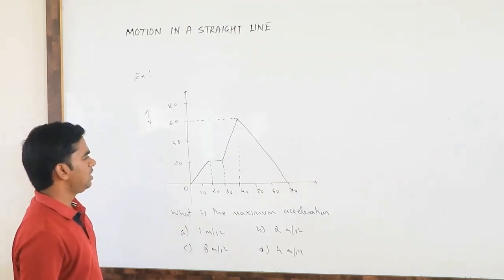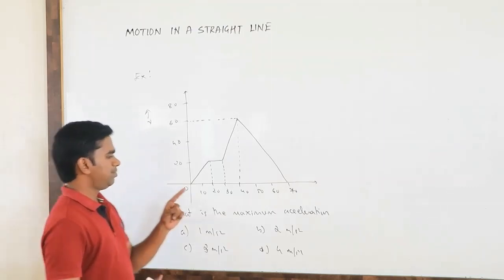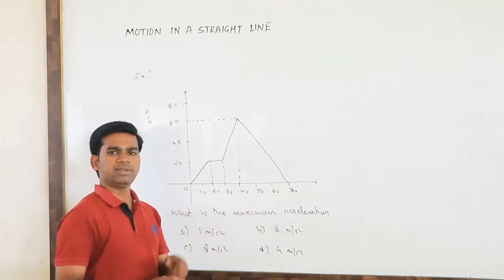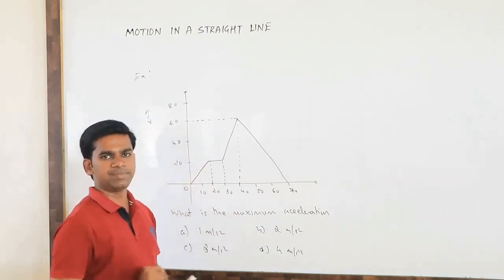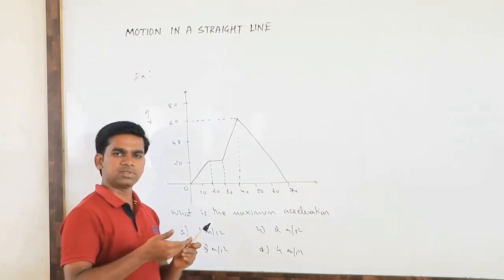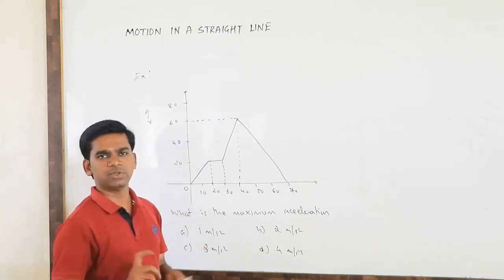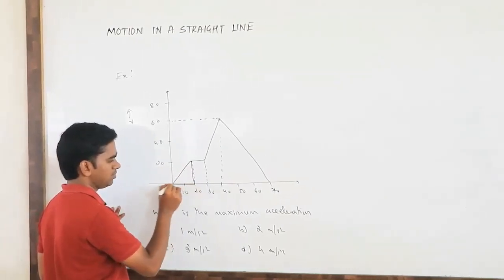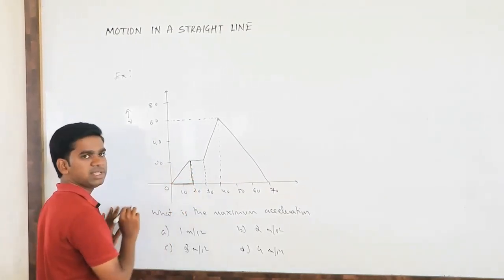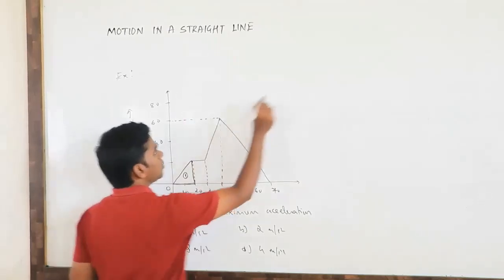Okay. So here maximum acceleration. For that we have to find accelerations in different curves. Okay. Where your slope is maximum, their acceleration is going to be maximum. Okay. First I will calculate here. This is what slope 1. Slope 1 means acceleration 1.